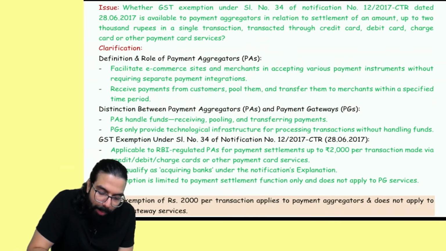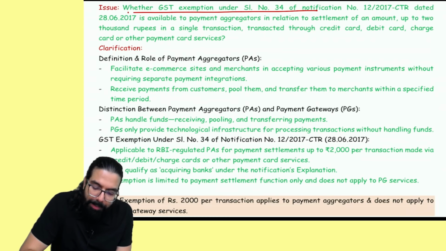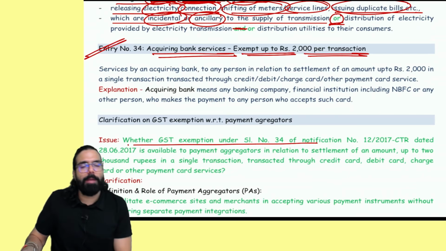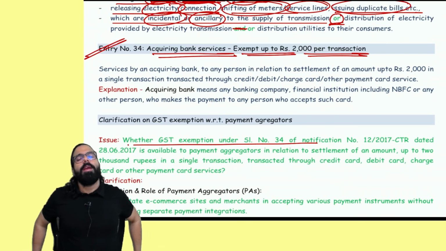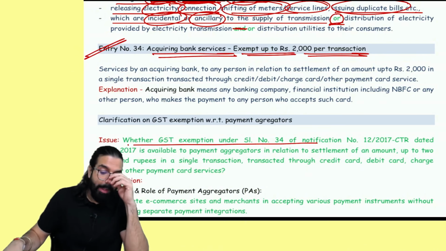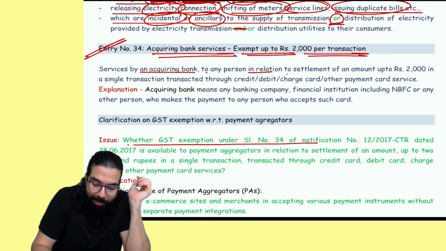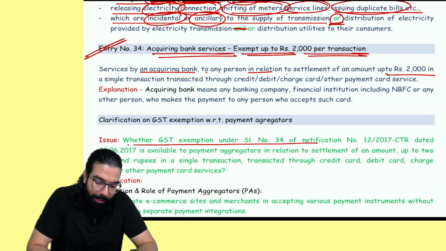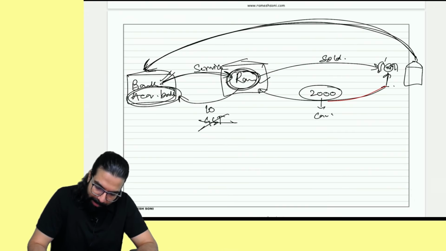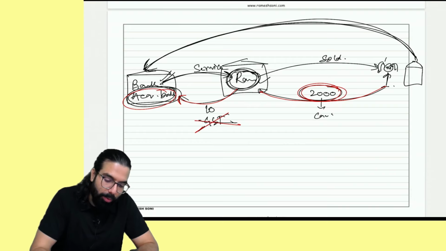See, the GST exemption under serial number 34 says acquiring bank services are exempt up to 2000 rupees. Whatever the acquiring bank charges me as commission, if the amount of the swipe is up to 2000, they will not charge me any GST. Services by an acquiring bank to any person in relation to settlement of an amount up to 2000 in a single transaction made by debit card and credit card. Whenever anyone has done a transaction up to 2000 rupees, whatever my bank charges me, GST will not come, because the debit card or credit card swipe is up to 2000 rupees.